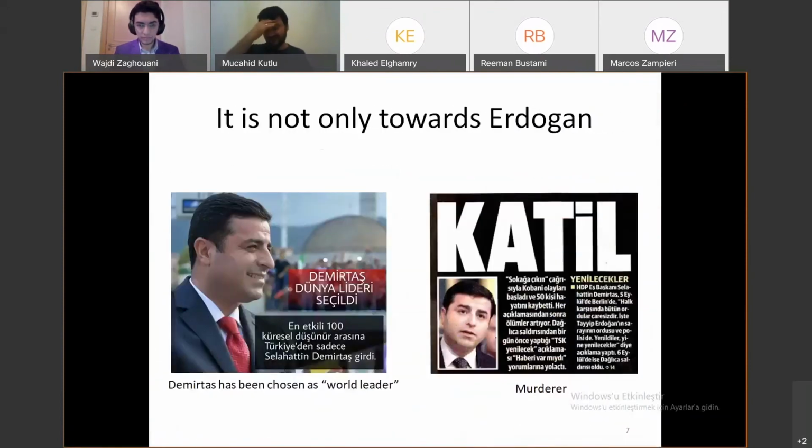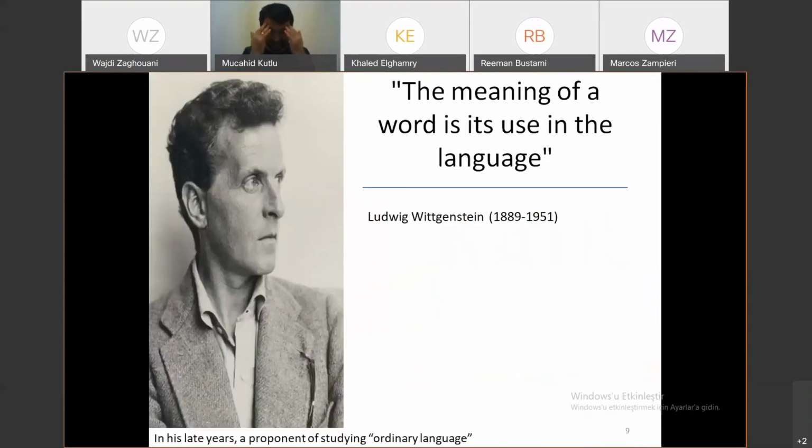So the other one says, sorry for this, that he's a murderer due to his supportive events that caused that of 50%. So one side says world leader, the other one says murderer. So they see those people as completely different. And the definition of Erdogan and the definition of Selahattin Demirtas are completely different in their minds.